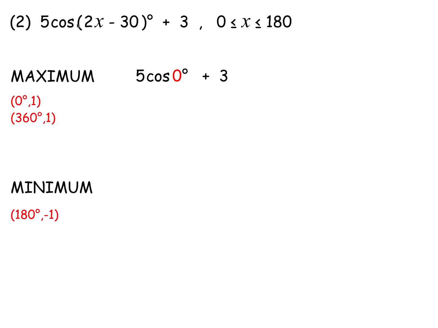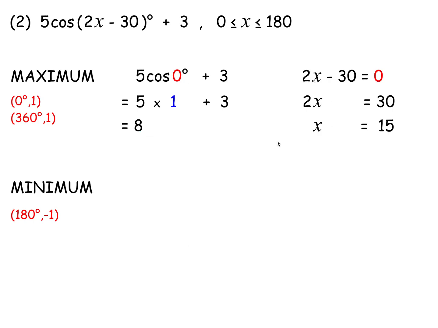You're doing the same as before. You make it the angle you want. I want this to be 0 degrees to get cos 0 because that's the maximum. Cos 0 is 1. There's the maximum 8, just as it was before because we only changed that from sine to cos. All it changes is where the maximum and minimum occur, not what they are. So you want to make the bracket to be 0. That makes 2x to be 30 and x to be 15.